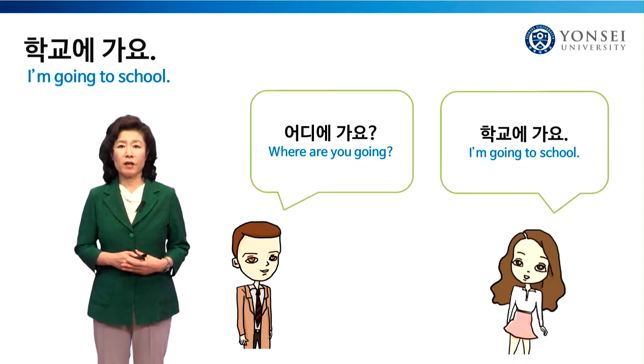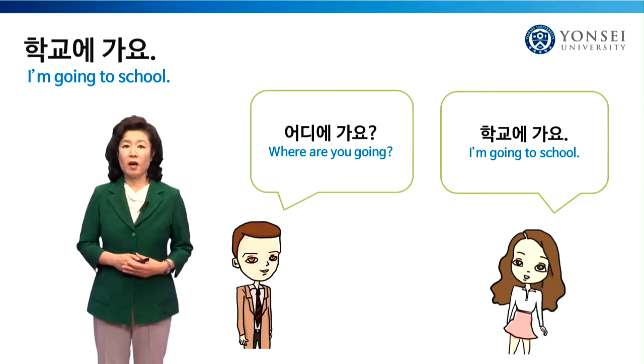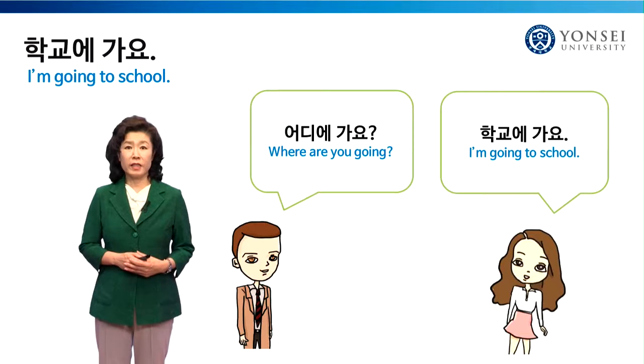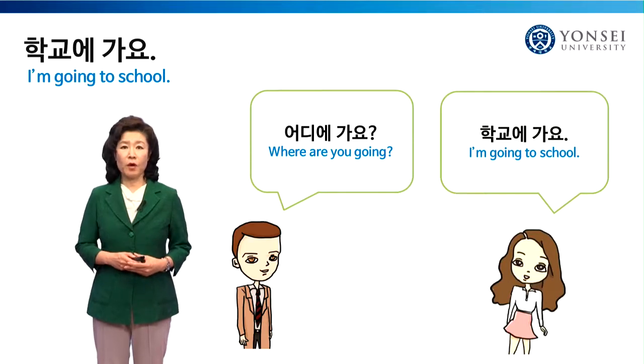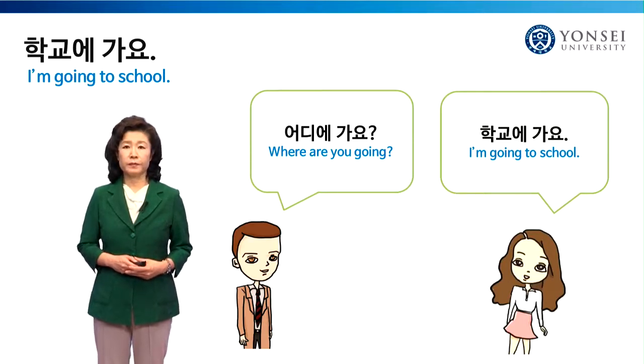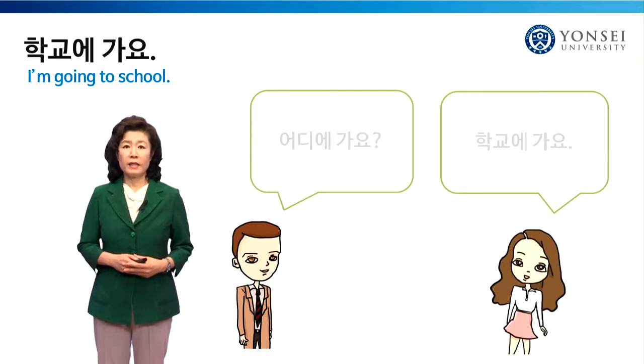Let's examine their conversation. 어디에 가요? In English it is "Where are you going?" 학교에 가요 is "I'm going to school." Listen one more time and repeat.